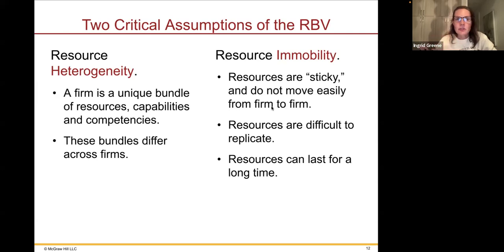Their resources are difficult to replicate, and those resources can last for a long time. Again, that is not the perfect world; sometimes they can be easily moved from firm to firm, or they don't last for a long time, but we're going to roll with this for now. The example that they give in the book is about Delta and how they attempted to copy Southwest.